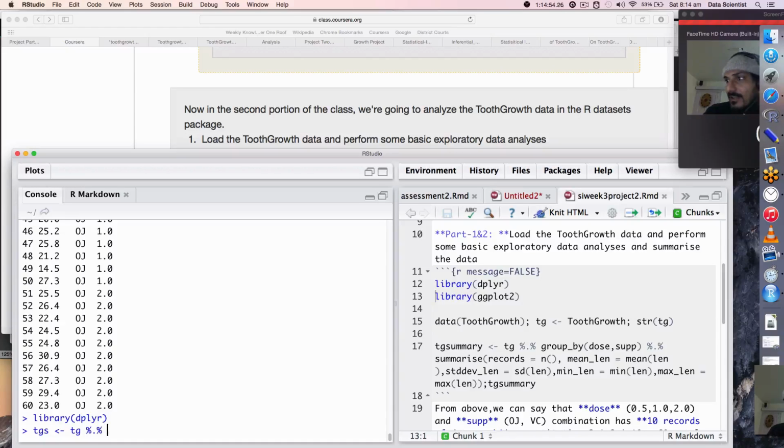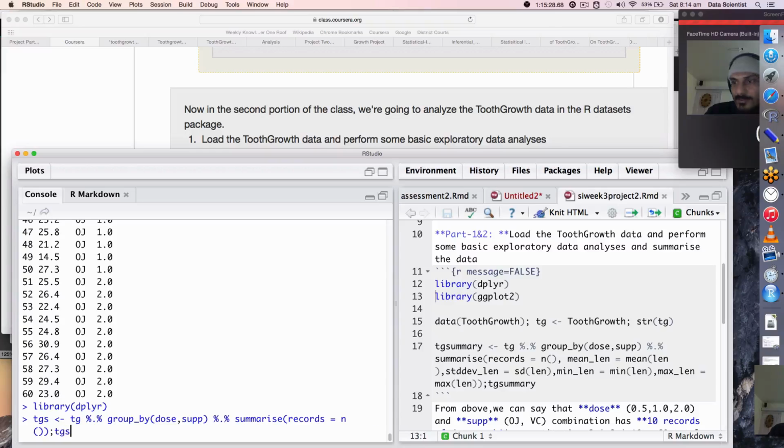TG percent dot percent. There could be a problem with percent dot percent in Windows machines, I think it has to be something else. So I group my data by dose and then supplements. And then I want to summarize it. The first thing I want to do is just the records. How many records are there? How many rows are there? So I say records is equal to n. The function is n, right? And then let me print tgs.